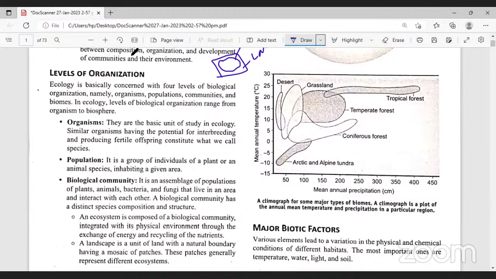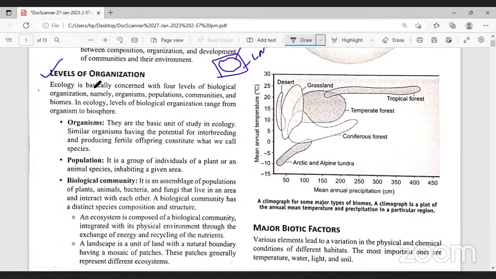So organization, what is the meaning of organization? Organization is nothing but a group, isn't it? And also development and community and their environments. Here, the first one is called the level of organization. What is the meaning of level of organization? How will it differ? How will it be linked?